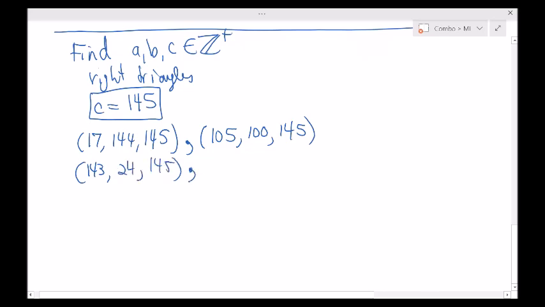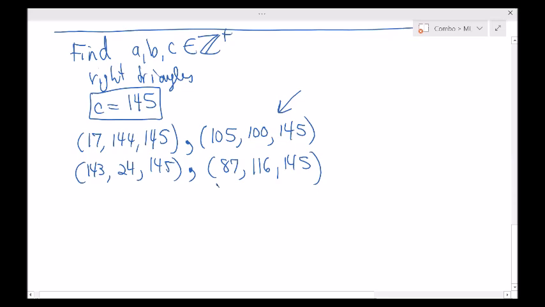What is the last one? Oh yeah, the 87 guy. Okay, 87, 116, and 145. You guys are fast. All right, pretty good. And obviously this is not primitive. Why? Because they are all divisible by 5, right? So which one is primitive here?